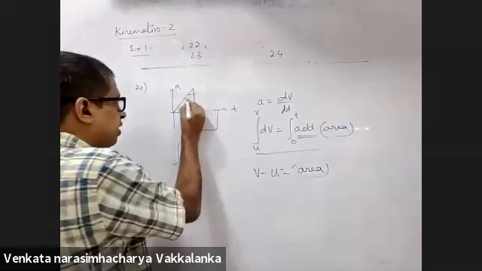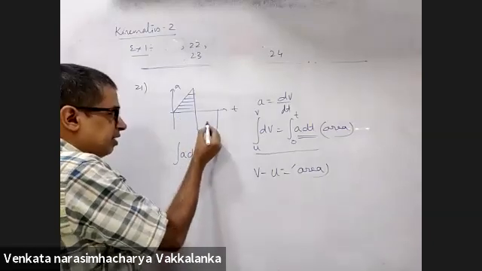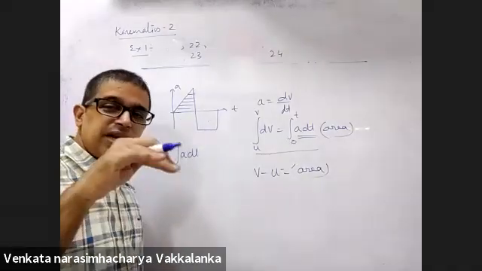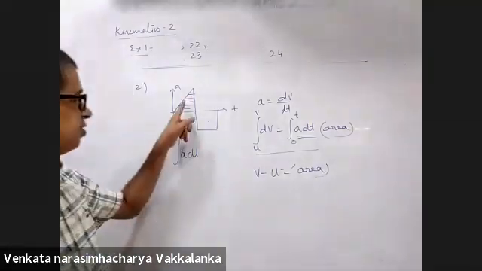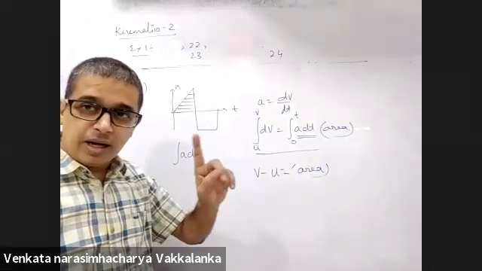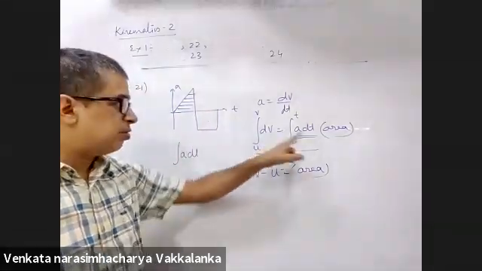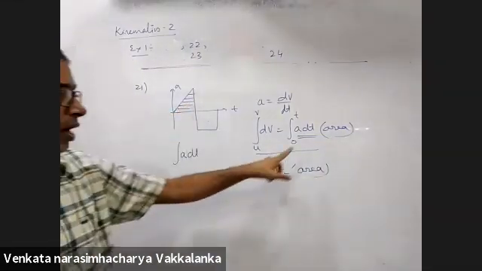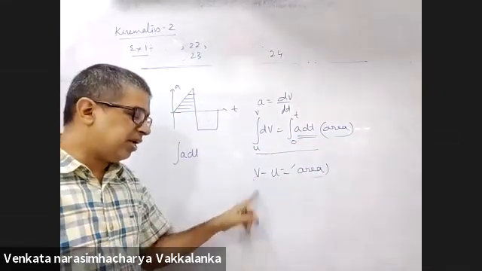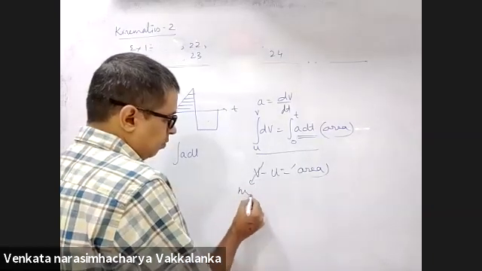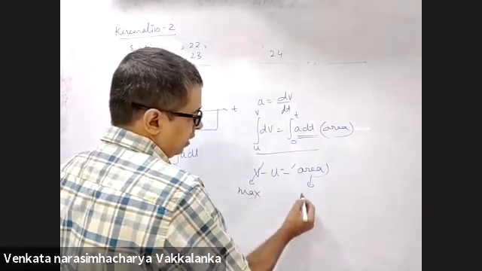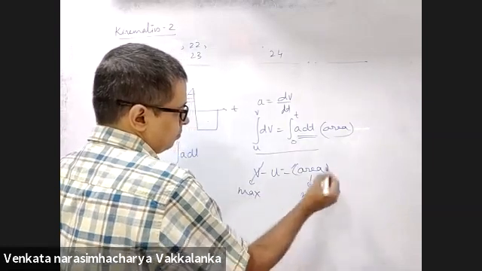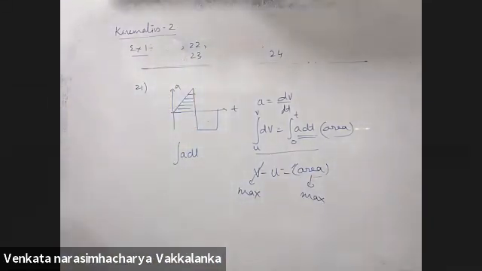Now, maximum area I will get here. If I take this area into consideration, I'll have to subtract this area minus this area. I want maximum velocity, so I will consider the maximum area. When I take this area and substitute here, I will get V maximum, when the area I consider is maximum.